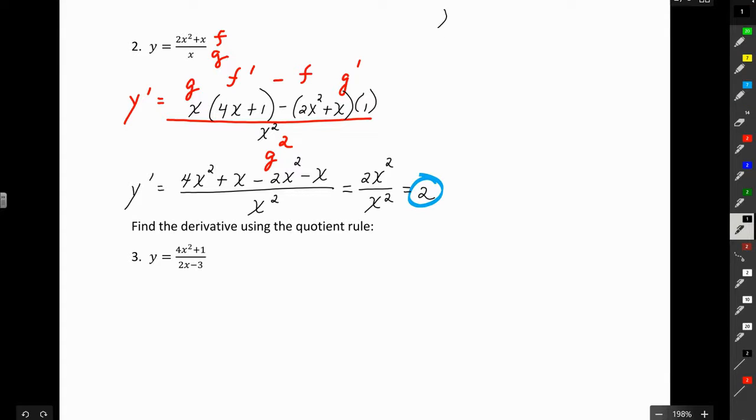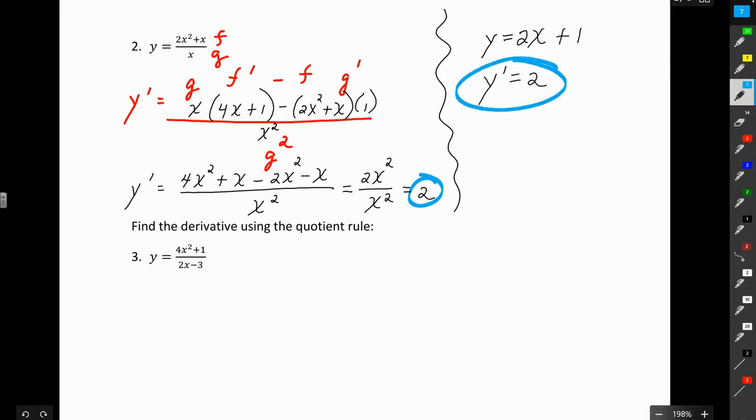Now, the easier way to do it would be to just simplify before we begin taking the derivative. So if I take x and I divide it into 2x squared, I get 2x. And if I take x and divide it into x, I just get 1. Now if I take the derivative of that, we just get 2. So of course we would do the second way if we had a choice, but I'm just demonstrating how to use the quotient rule on something that's a little simpler.